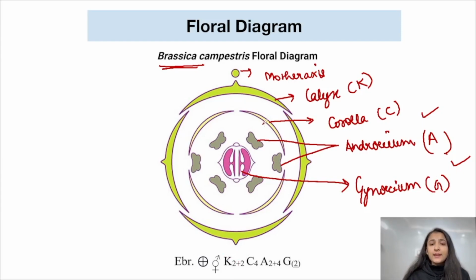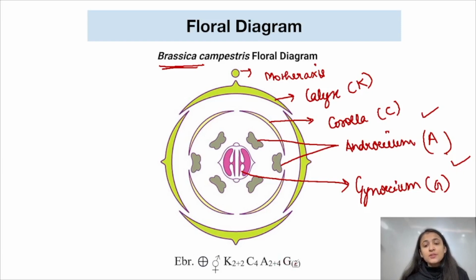So calyx is present in 2 plus 2, it is present in two whorls. 2 inside, 2 outside. So that is why we are writing it as 2 plus 2. Then corolla, 4 petals are there, so we write it as 4. Then comes the androecium part. Tetradynamous condition is present in Brassica. The inner 4 stamens are longer and the outer 2 stamens are shorter. So that is why the condition mentioned is 2 plus 4.